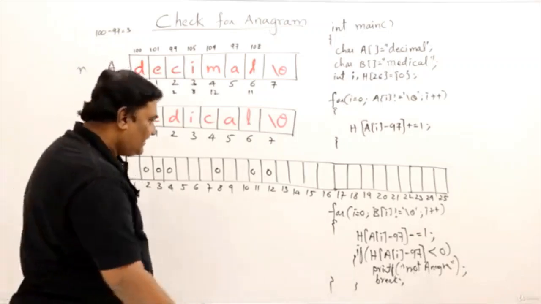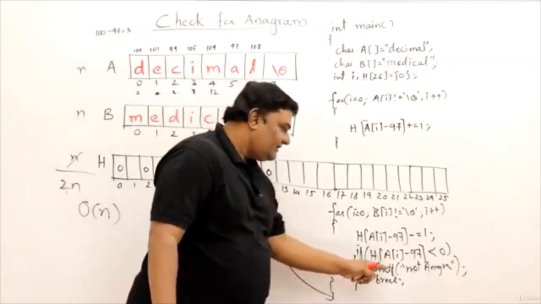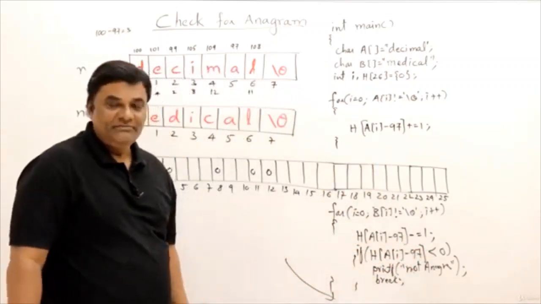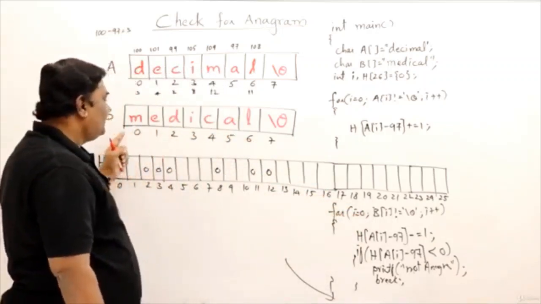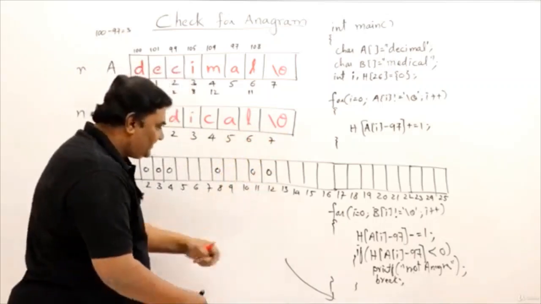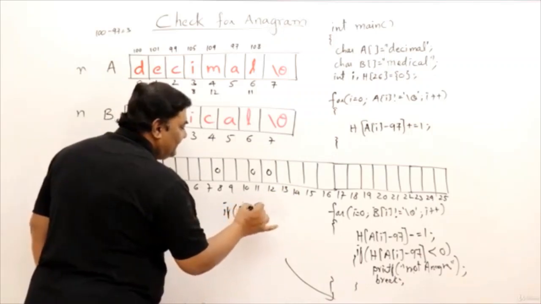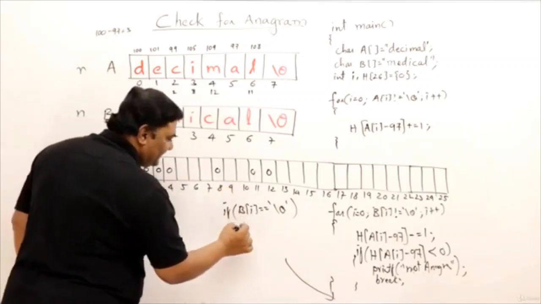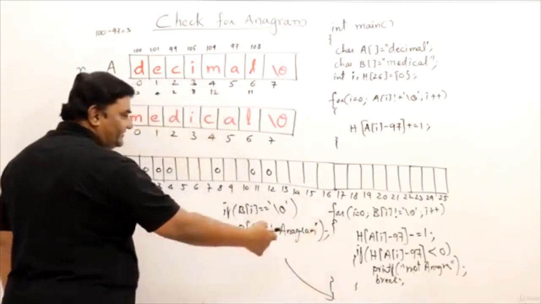Got it? Continuation, there is no space here. So if this is less than 0, then say not an anagram and come out of the loop. And if we come out of the loop, we may be coming out somewhere around any of these characters. We will not be reaching \0. So outside this loop, check if we have reached \0, B of i is equal to the null character, then it means everything was perfectly checked. So printf it's anagram.